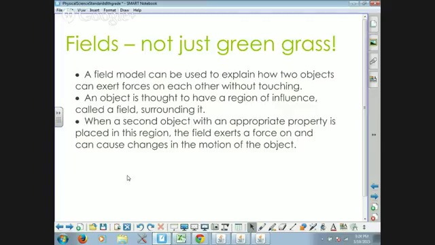Fields. We're not just talking about green grass. Boy, I wish we had some more green grass right now.